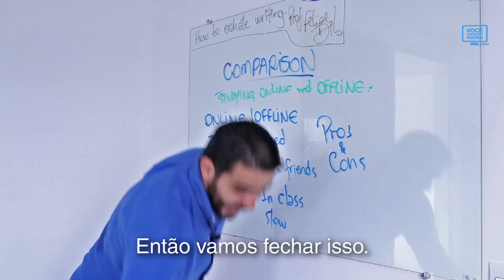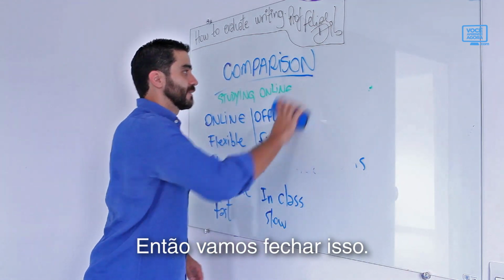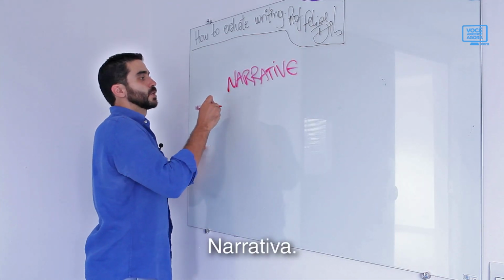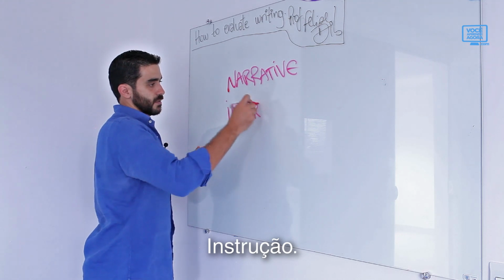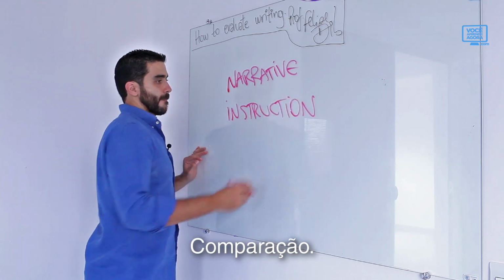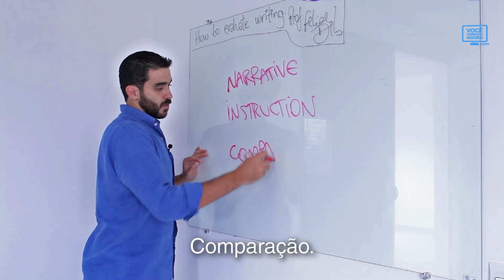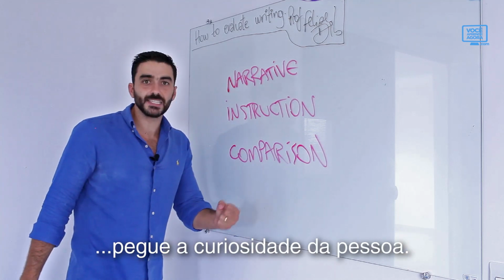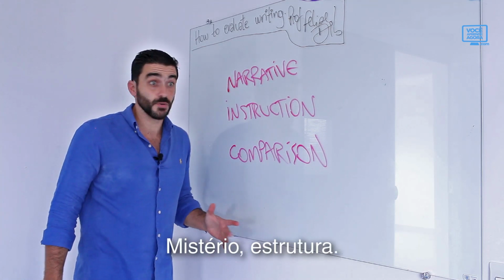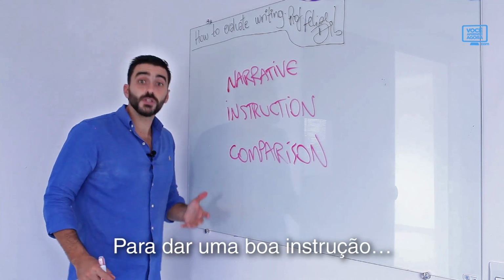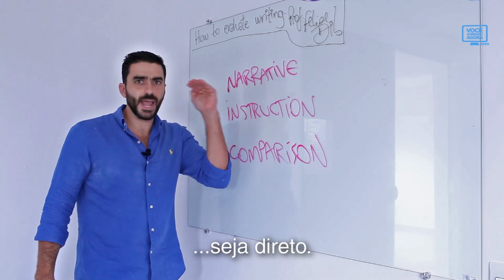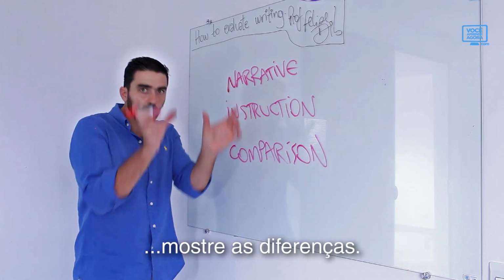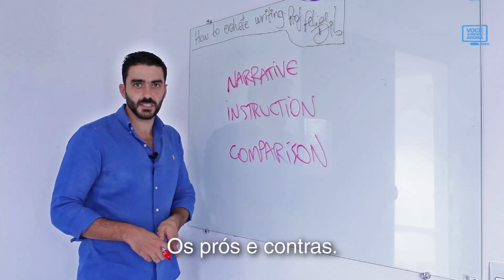Okay, so let's wrap it up. Narrative, instruction, and comparison. To tell a good story, you have to take the curiosity of the person, mystery, structure. To give a good instruction, be direct. Do this, do this, do this. To do a good comparison, show the differences, the pros and cons. All right?